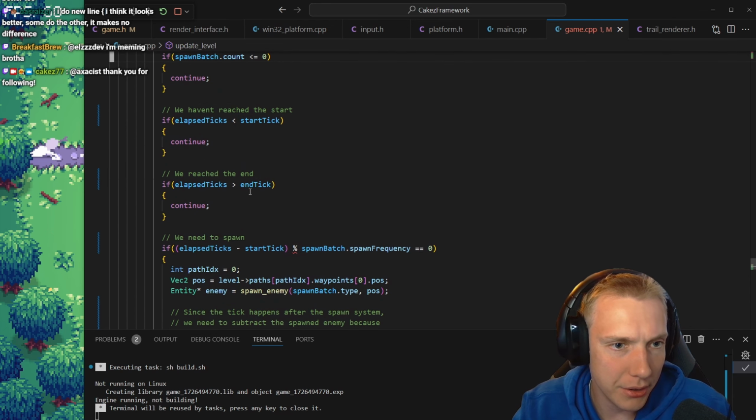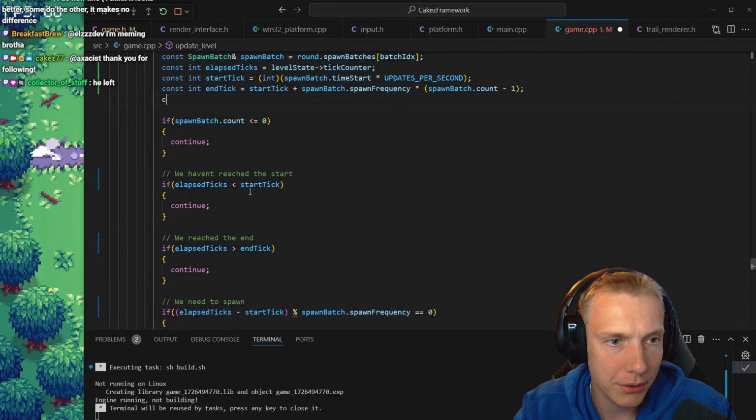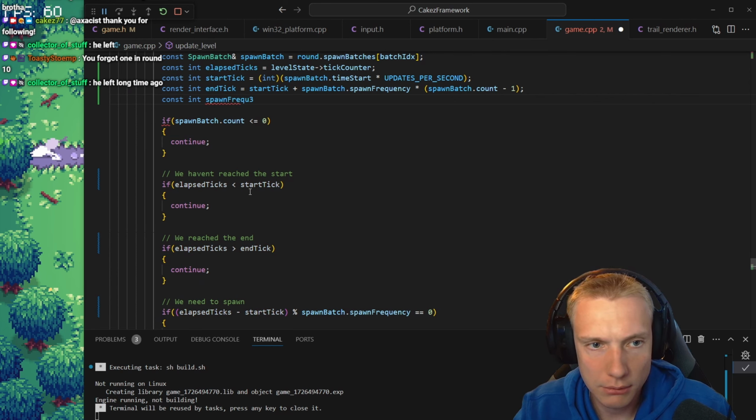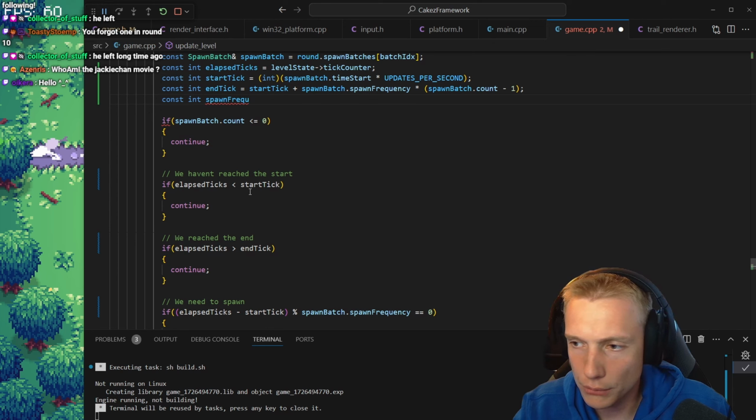So now I need to create the const spawn frequency, right? Const int spawn frequency. We forgot one in round 10.